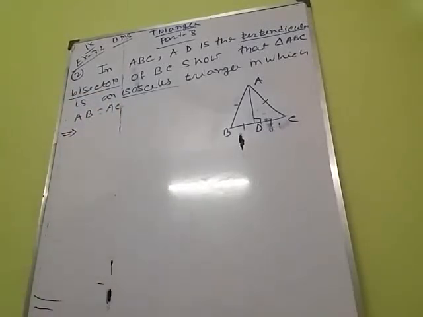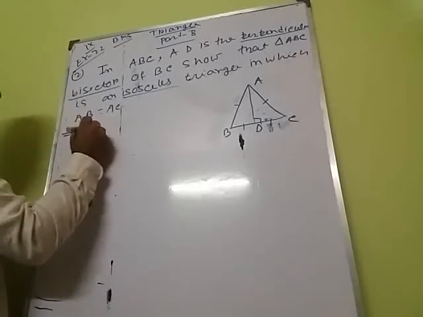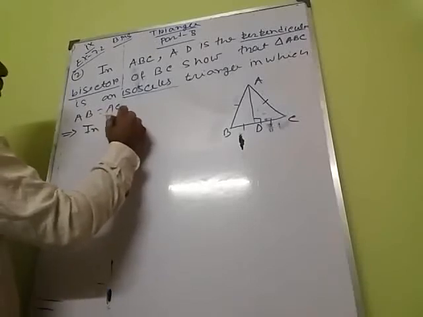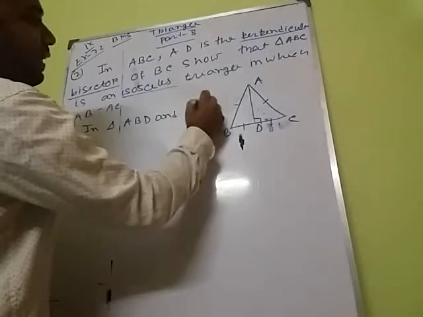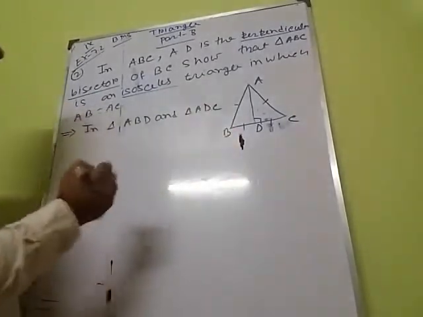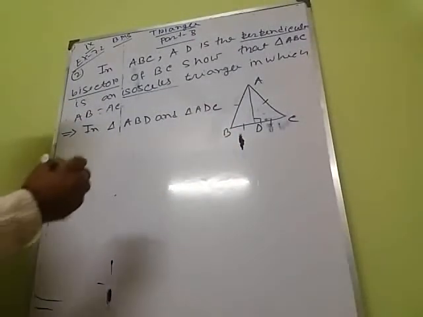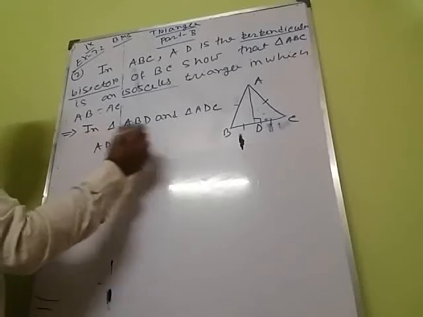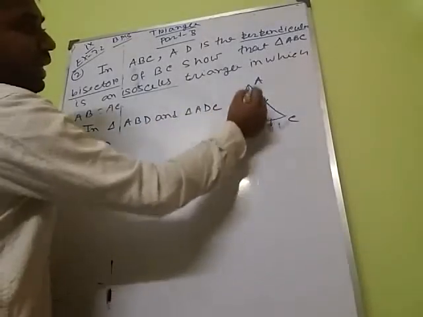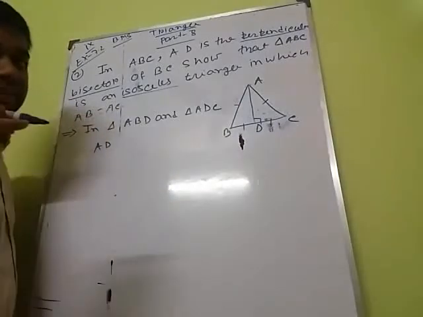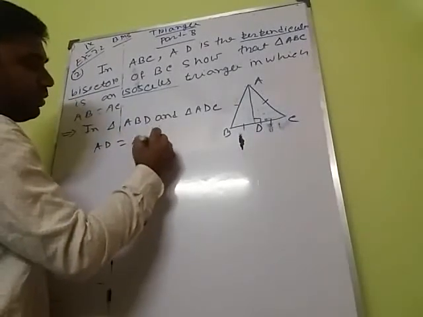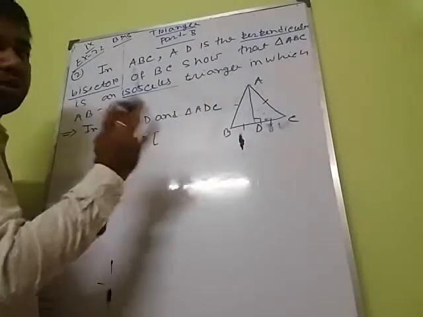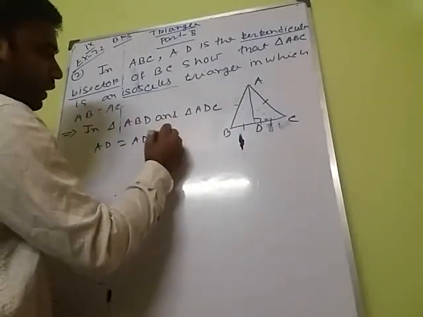First of all, in triangle ABD and triangle ADC, both triangles have a common side, that is AD equal to AD. Reason? Because both of them have the side AD, so it is a common side.